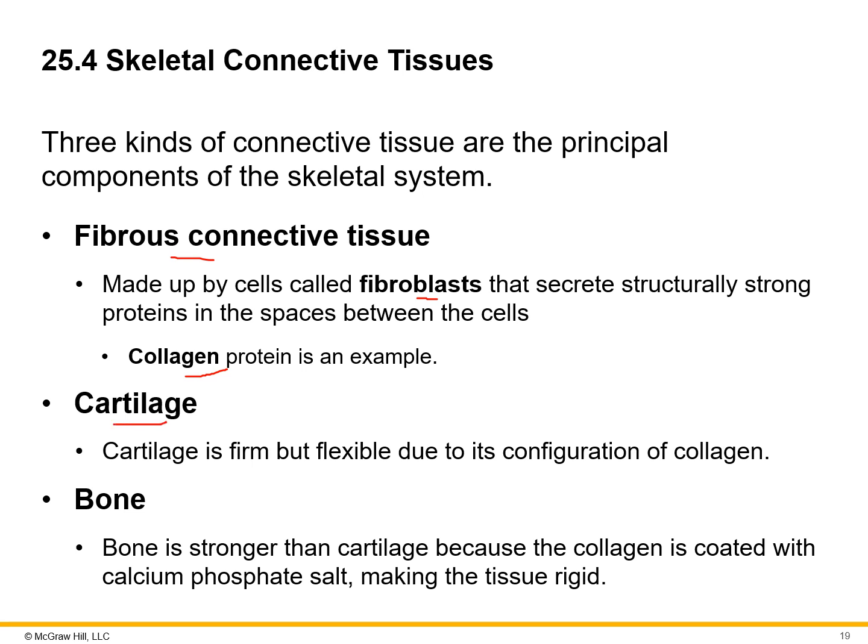Cartilage, of course, that we have in our nose and various parts of the body, is firm but more flexible, and it also has the collagen that is secreted. Our bones, of course, are much stronger, not the flexibility we get with cartilage, but the support that we need. Again, it's a little bit stronger because the collagen is coated with calcium phosphate that makes it more rigid. So they all have collagen, it's just how it's packed together or how it's used.